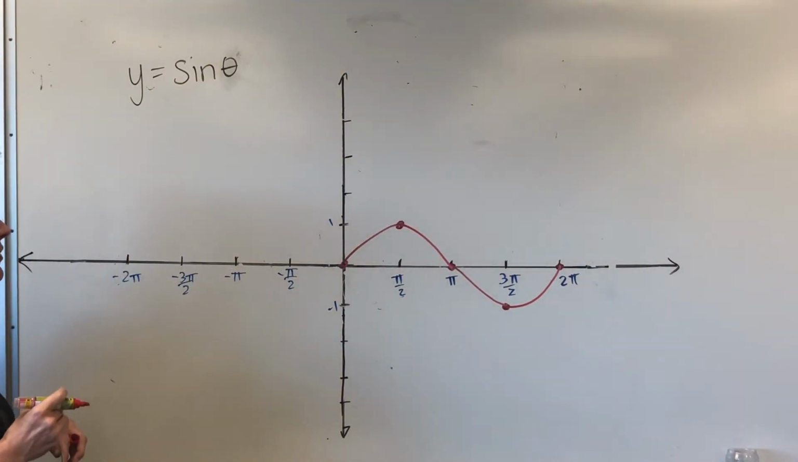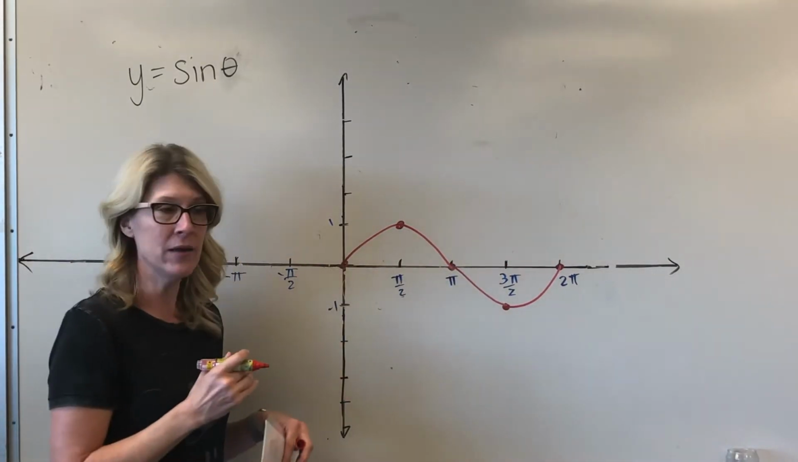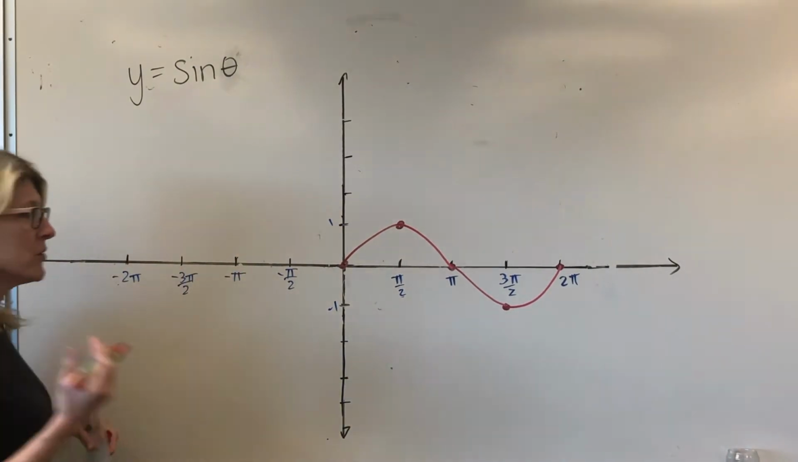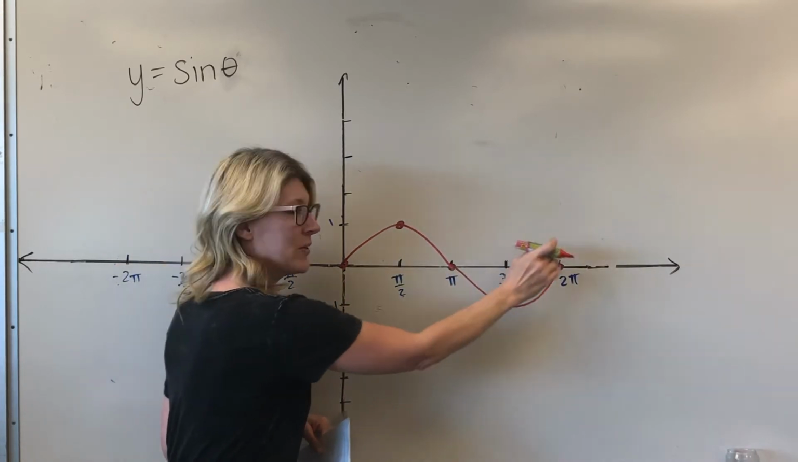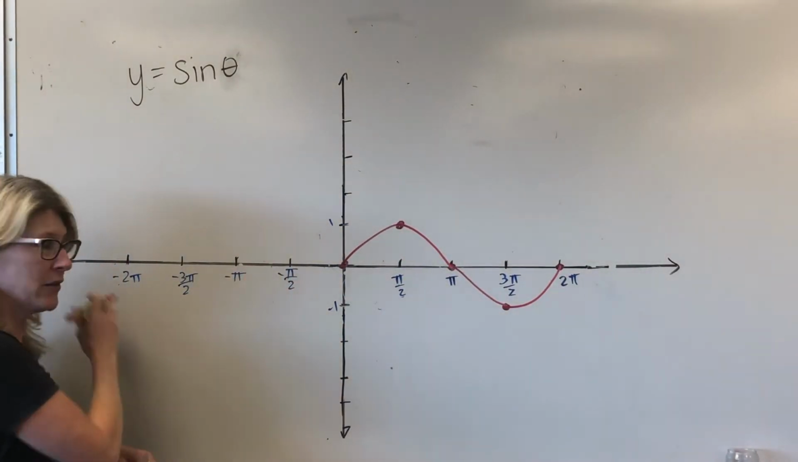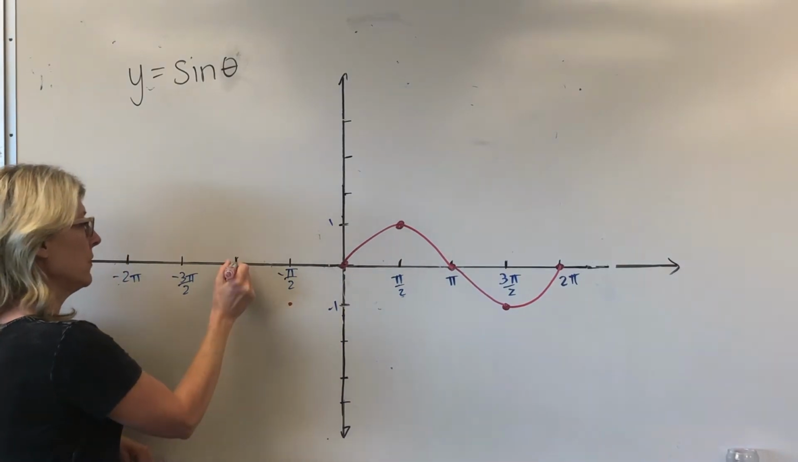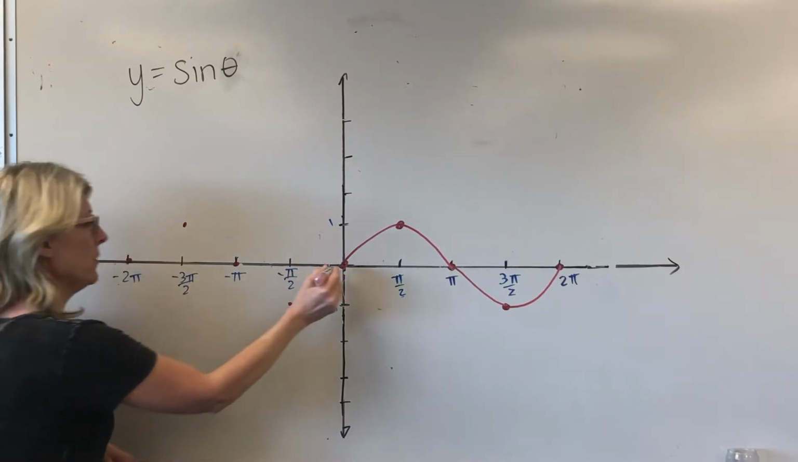So what we have here is the sine function from 0 to 2 pi drawn in, and now we need to draw it in from 0 to negative 2 pi. So the pattern here is we've got 0, high, 0, low, 0. So we're going to do that in the reverse direction. So we've got 0, low, 0, high, 0.